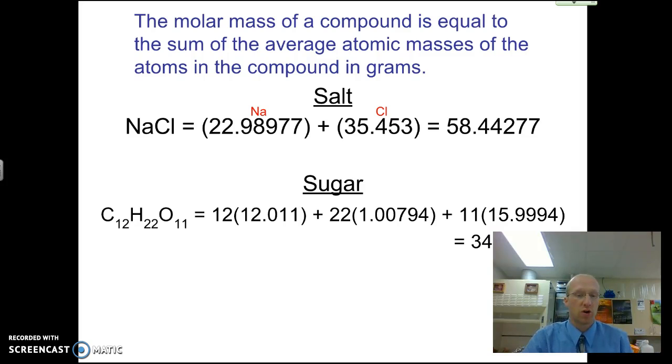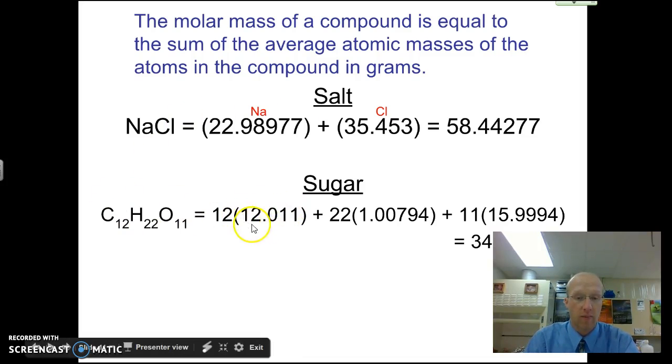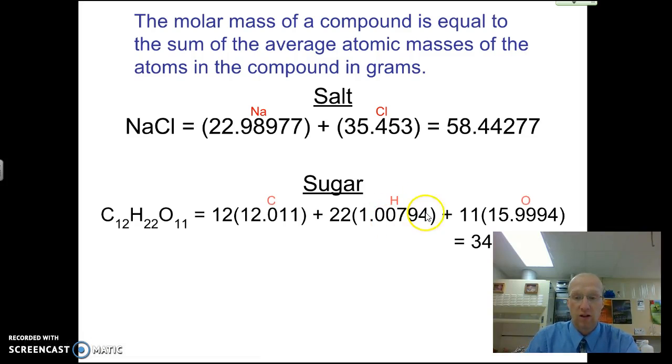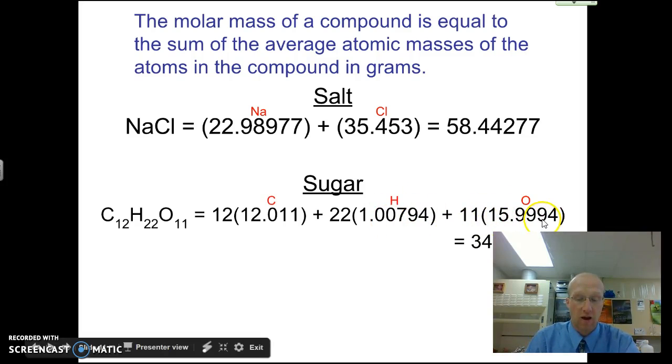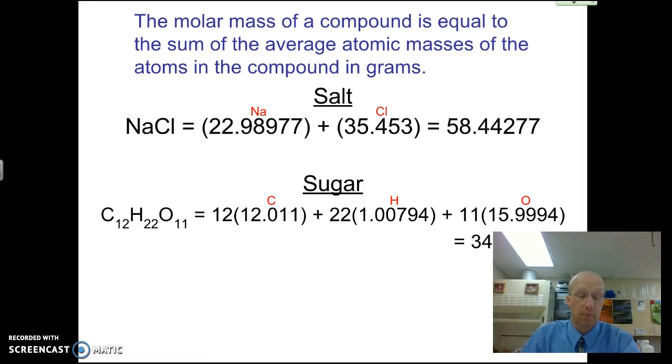If we were doing sugar, sugar's actually a little bit more difficult. In sugar, there are 12 carbon atoms. Now, 12 carbon atoms, each of them has a mass of 12.011, 22 hydrogens, 11 oxygens, and we add up all of that and we get 342.2977 grams. That's the mass of 1 mole of sugar.